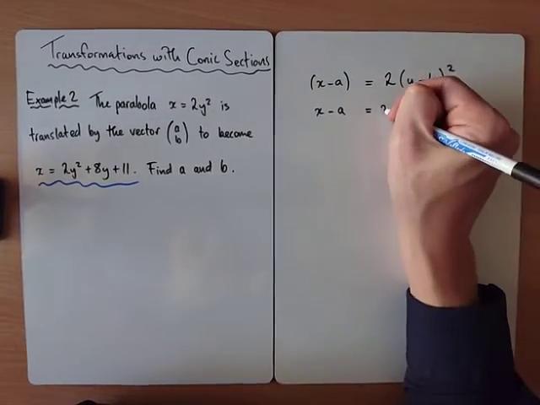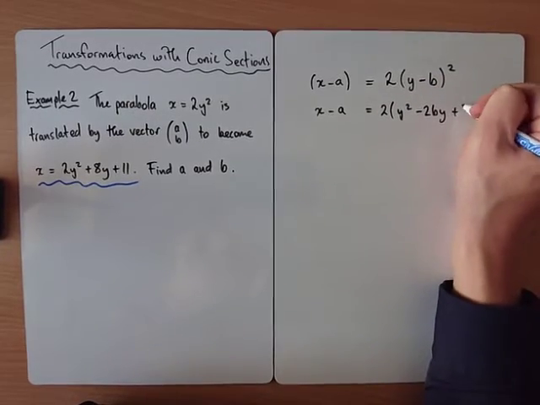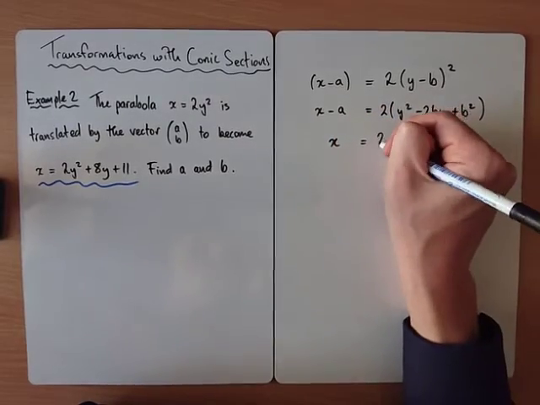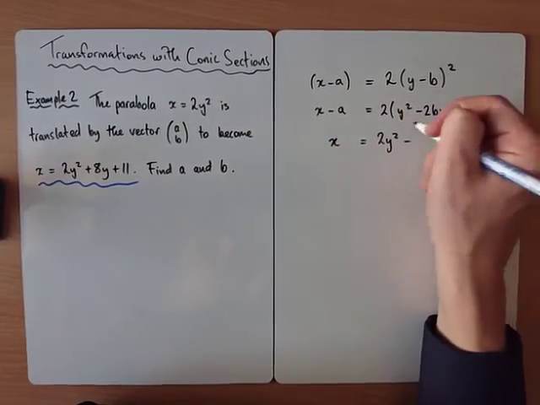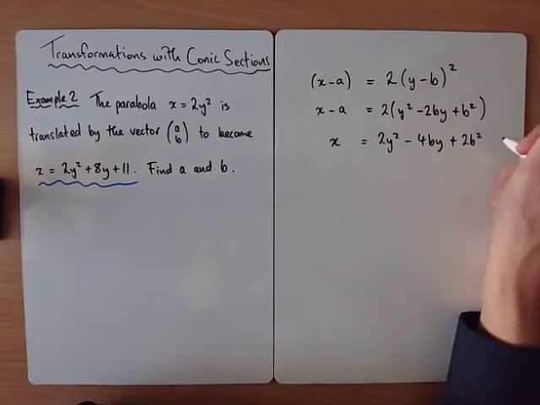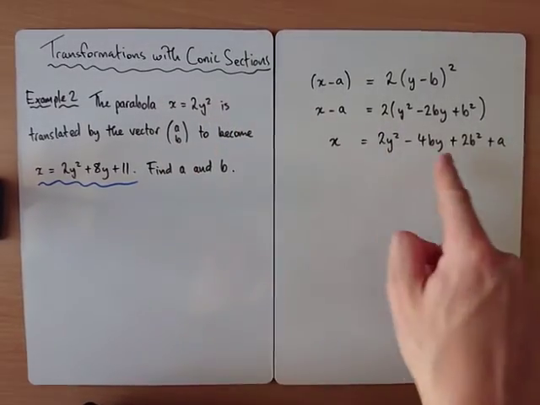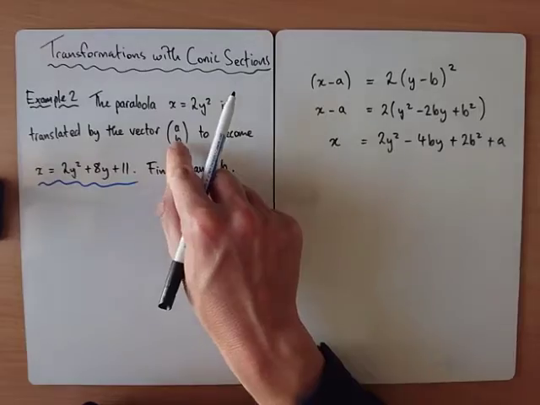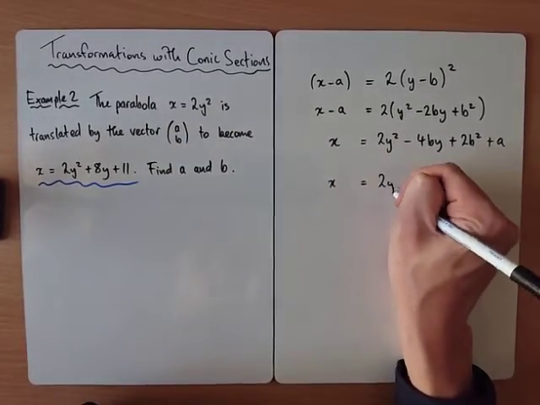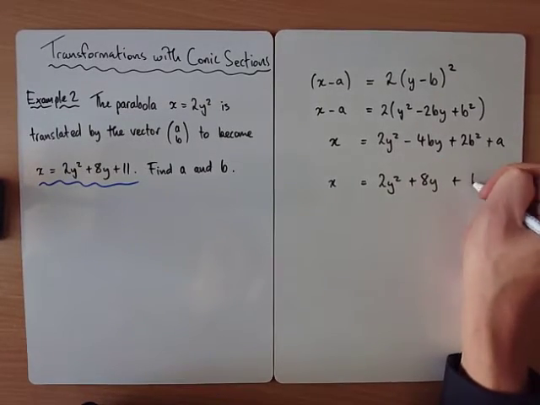But if we expand it, we'd get y squared minus 2by plus b squared. So x would equal 2y squared minus 4by plus 2b squared plus a. So that's what our translated parabola looks like when we translate it by this general vector. And we know our answer is x equals 2y squared plus 8y plus 11.